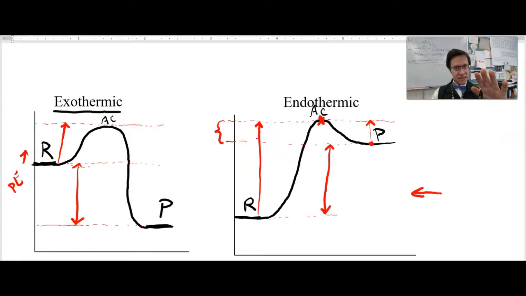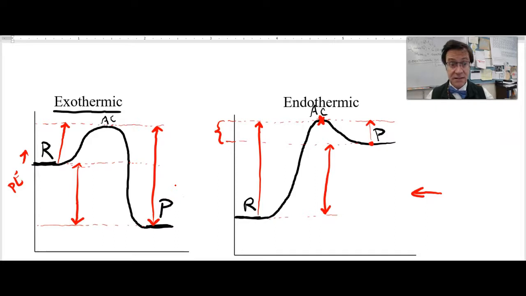Do you guys dig what I'm saying? You all picking up what I'm putting down there? Certainly hope so. Same thing over on the exothermic situation. If I start at the products and add enough energy to get all the way up to here, to where the activated complex lives, that's going to be the activation energy for the reverse reaction.